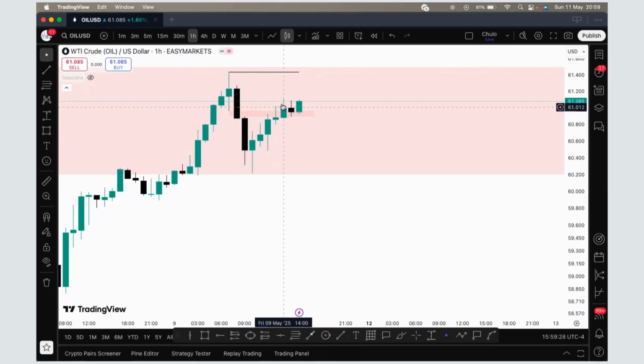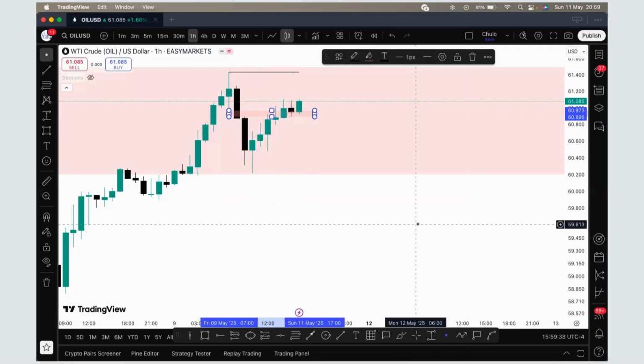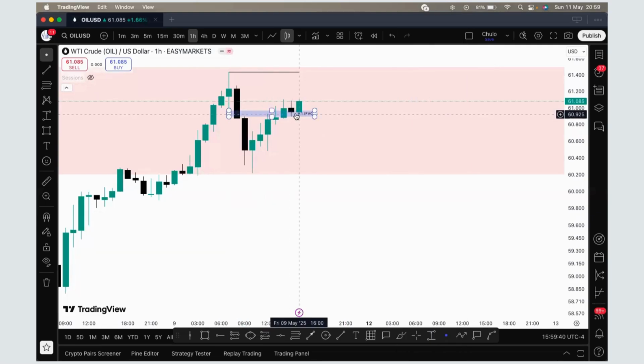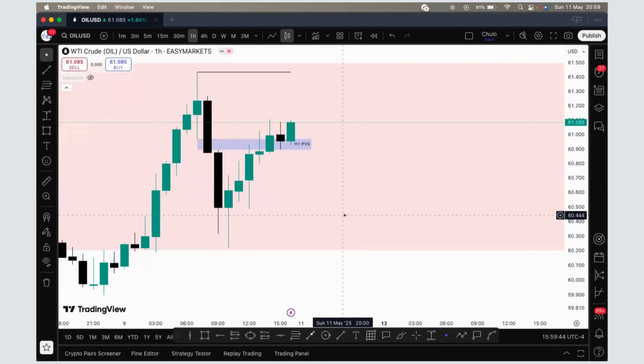Now we have price playing out from this 1-hour inversion here, price respecting this 1-hour inversion. So now two things are going to happen here on US oil. This inversion will continue to hold price until we take out this external range liquidity here.